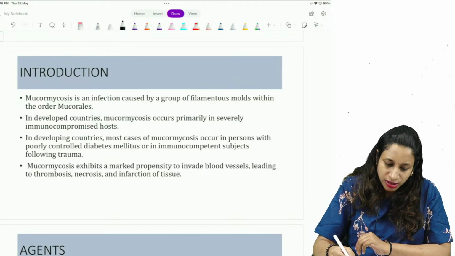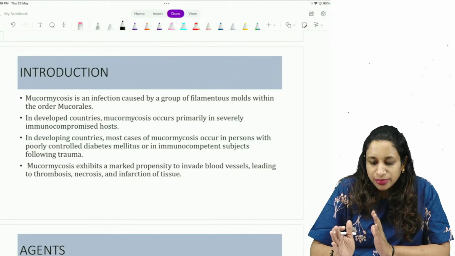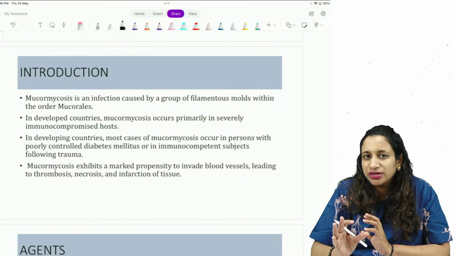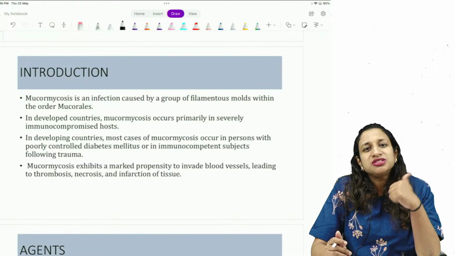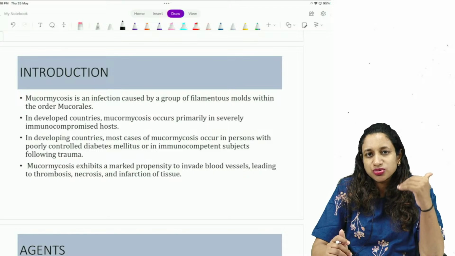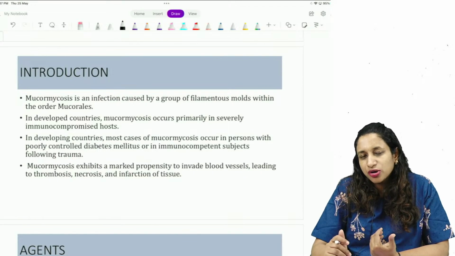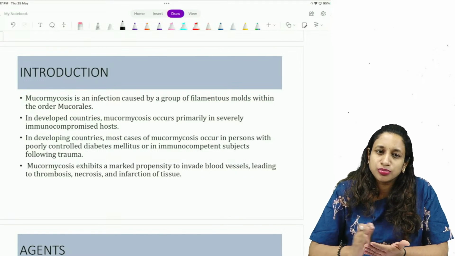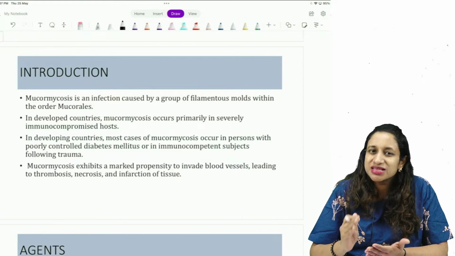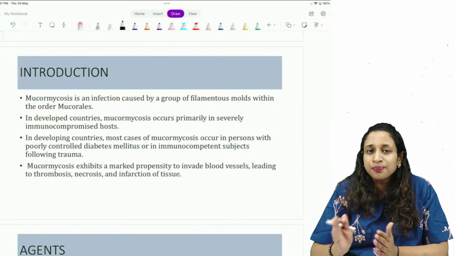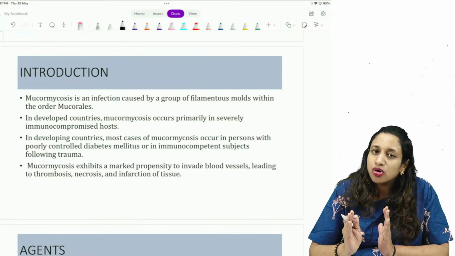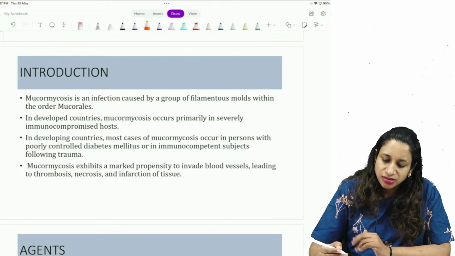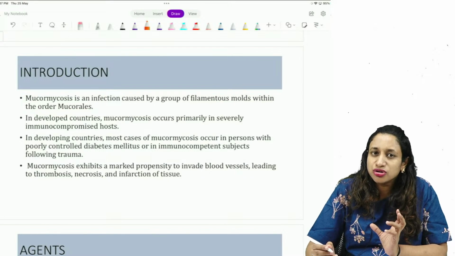Coming to the introduction. Mucormycosis is caused by filamentous molds and they belong to the order Mucorales. Very important to know, so this is a filamentous fungus which is causing it. When we are talking about developed countries, we always talk about immunocompromised state because of various reasons like malignancies. So in a developed country, the most important thing to remember is malignancies and lots of others. When it comes to developing countries, we always talk about diabetic ketoacidosis, something that is related to uncontrolled diabetes.